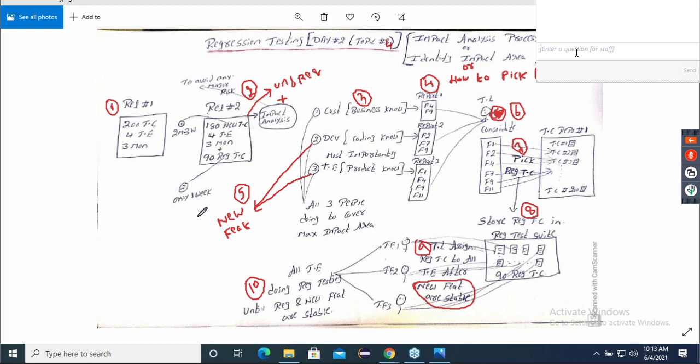So that maximum impact area can be covered. Next point.